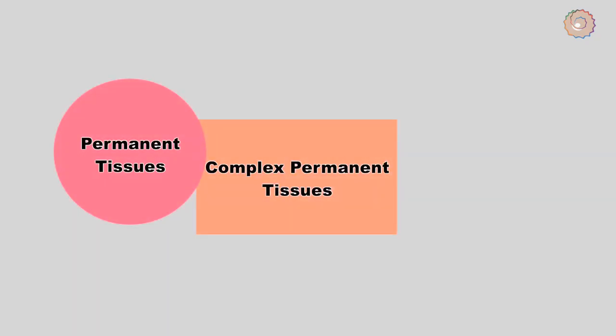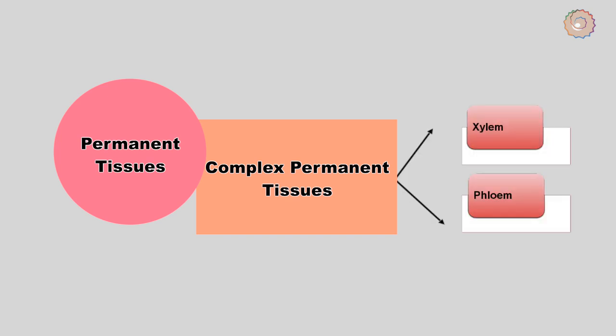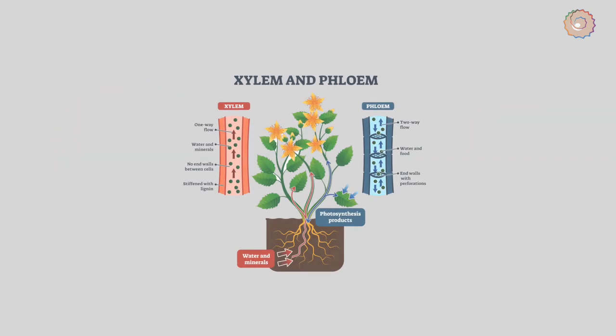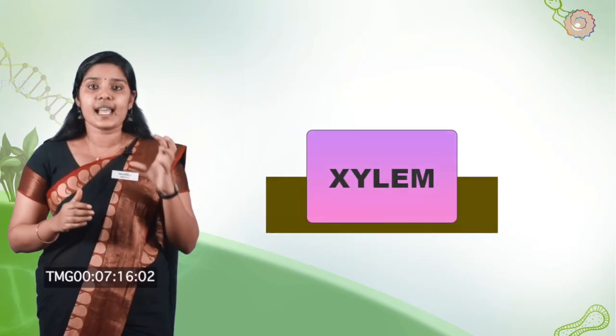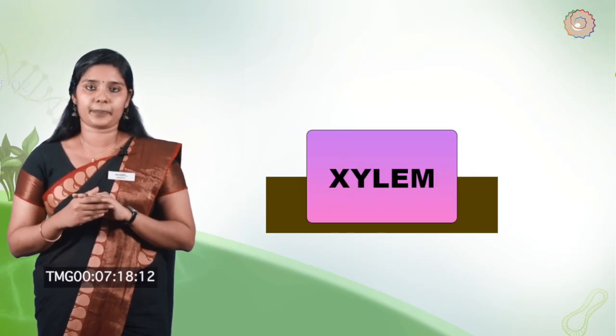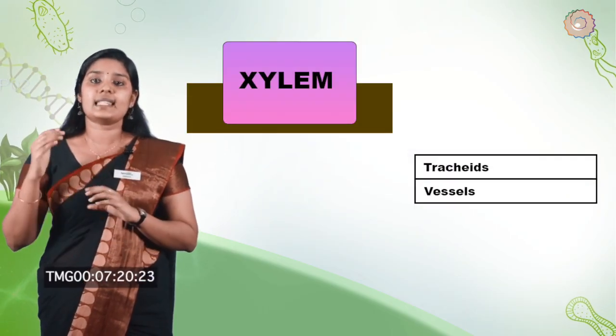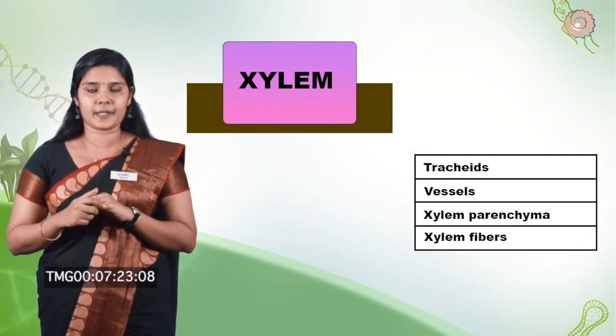Complex permanent tissues. Tissues made of more than one type of cells are called complex permanent tissues. All these cells coordinate to perform a common function. The complex permanent tissues are of two types, xylem and phloem. Both xylem and phloem are vascular or conductive tissues which help in the transportation of water and food to different parts of the plants. Xylem is composed of four elements: tracheids, vessels, xylem parenchyma and xylem fibers.